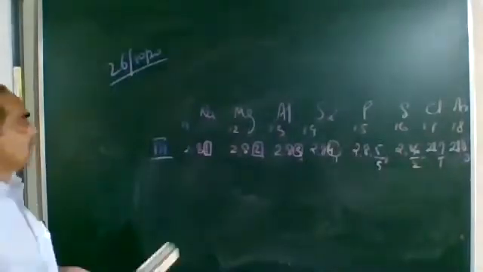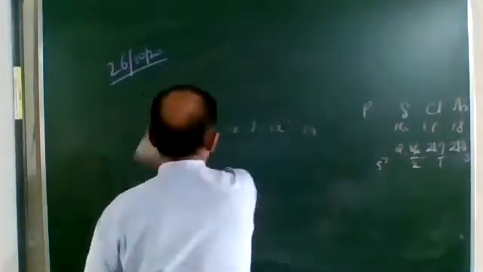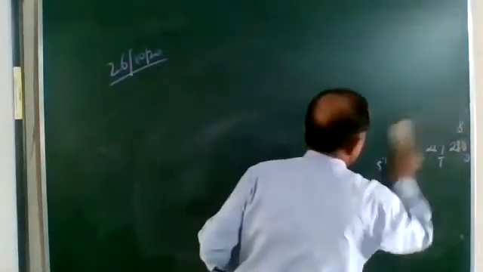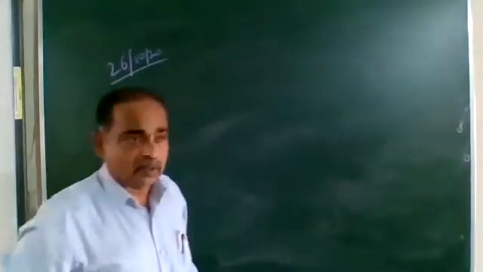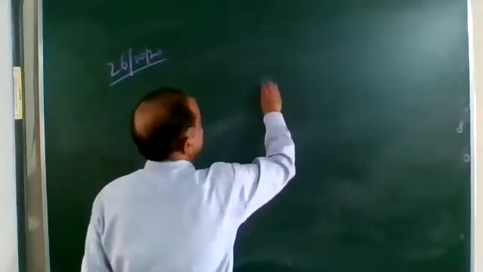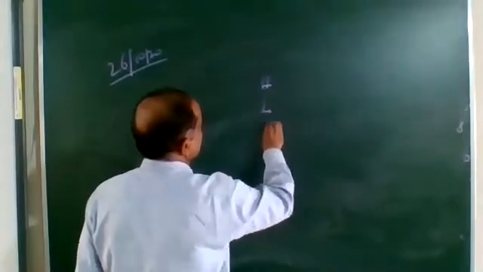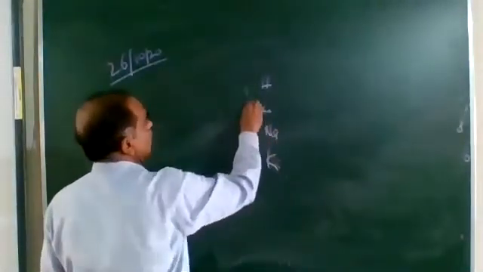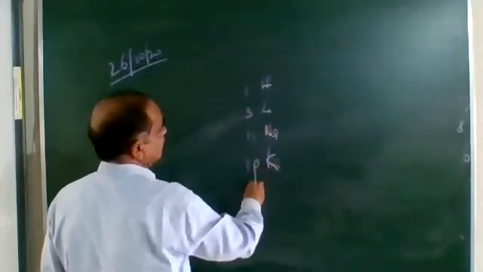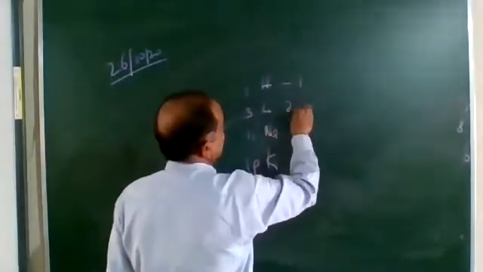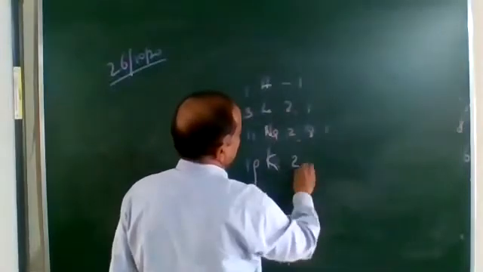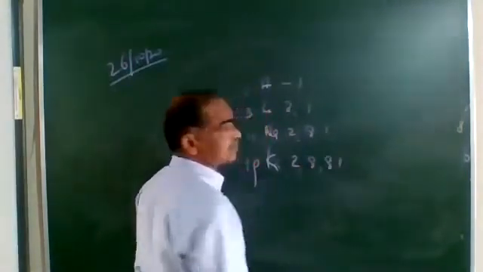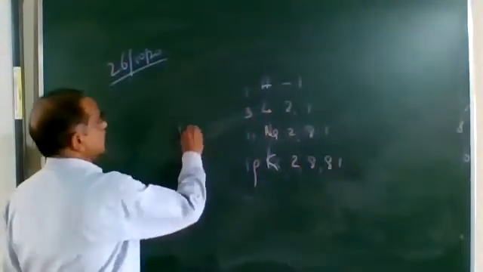I am going to take one particular group. You are supposed to learn the first 20 elements. So 1, 3, 11, and 19. Electronic configuration is 1, 2-1, 2-8-1, and 2-8-8-1. So this is what we say is the first group.